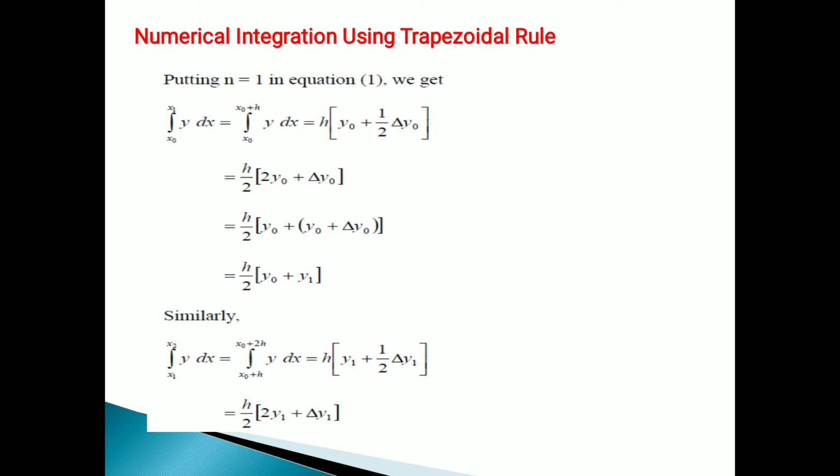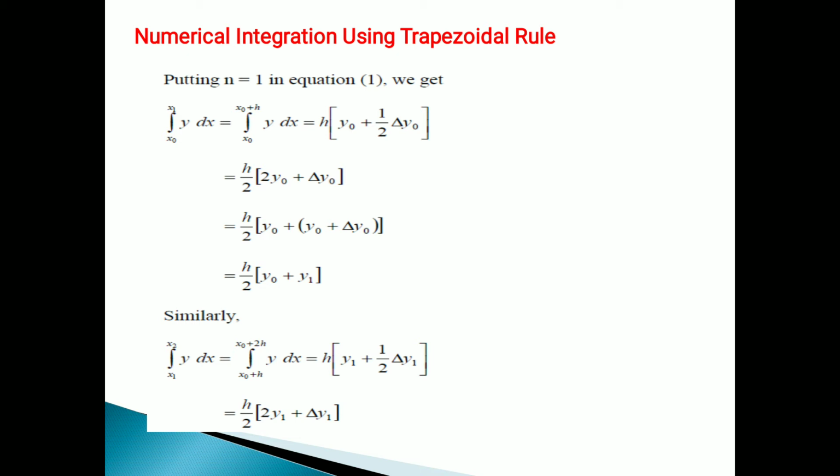Putting n is equal to 1 in equation 1, we get integration of y dx from x0 to x1, which is equal to integration from x0 to x0 plus h, since the value of x1 is equal to x0 plus h. So we can write integration from x0 to x0 plus h y dx, which is equal to h into [y0 plus 1 half delta y0], which is equal to h by 2 [2y0 plus delta y0], and again we can write h by 2 into [y0 plus y0 plus delta y0]. It gives h by 2 into [y0 plus y1].